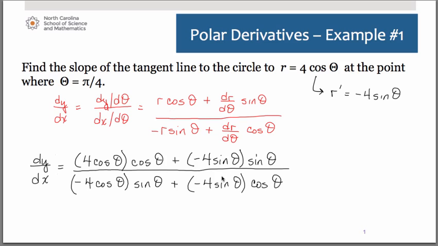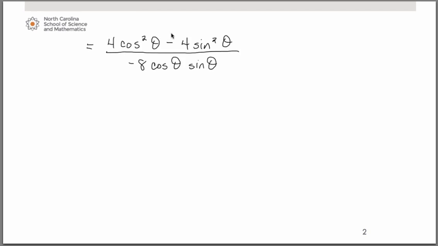So let's simplify and combine a little. You'll notice we have some cosine squareds and some sine squareds. And in the denominator, we have negative 4 cosine theta plus another negative 4 cosine theta, so we'll be able to combine those as well. That then gives us 4 cosine squared of theta minus 4 sine squared of theta over negative 8 cosine theta sine of theta.